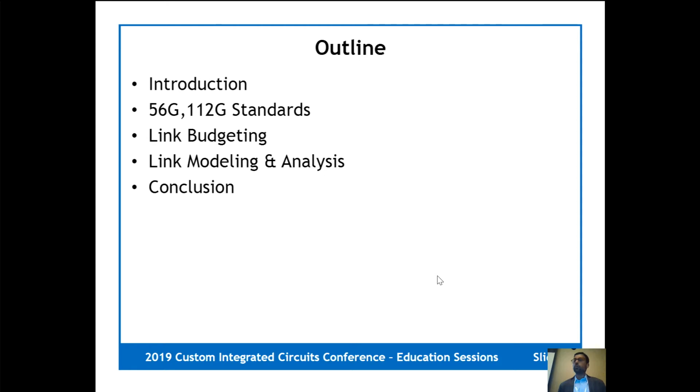And then we'll move on to link budgeting. So the standards specify what kind of SNR budget you want your link to achieve, and it's up to the system designer to figure out, okay, how do I divide this available SNR budget between different link impairments. So we'll talk about that in the link budgeting section. Then finally, we'll look at link models, what they enable, and some examples showing how you can use these models to do SerDes design.